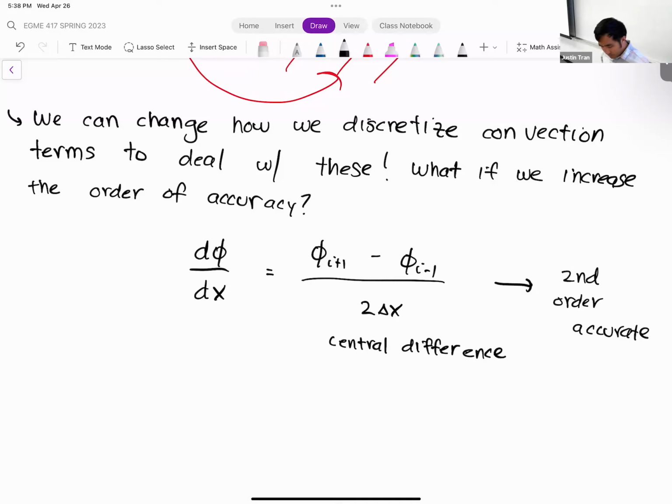But this is not the only scheme that exists, right? For discretizing this first order derivative, we of course have forward difference and backward difference, and those are options as well. But those ones are only first order accurate. We can actually go beyond that, to higher orders of accuracy, and try using those and see if they improve our issues. The one we're going to focus on, at least for this class, is a fourth order accurate central difference scheme.